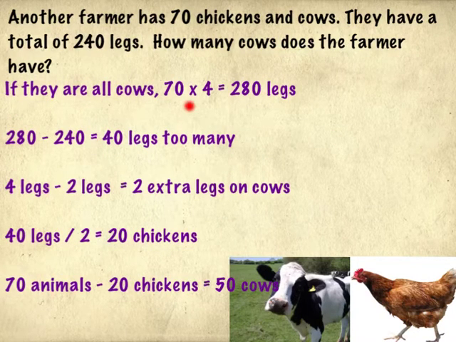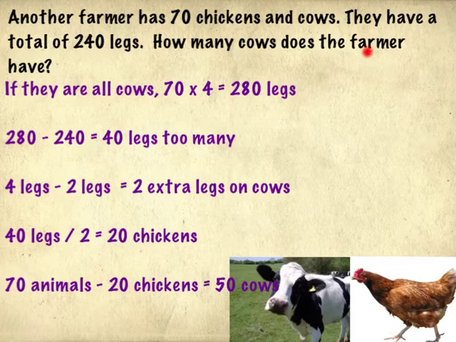So if they're all cows, he'd have 70 cows times 4 legs, 280 legs. That's too many. He only has 240. So I did 280 take away 240, which is 40. This is 40 legs too many. Again, chickens have 2 fewer legs than cows. 4 legs minus 2 legs gives 2 extra legs on cows. So to find out how many chickens I have, I'm going to take those extra legs, there were 40 of them, and divide them by the 2 legs that I'm taking off when I switch from cows to chickens, and I find out that I should have 20 chickens.